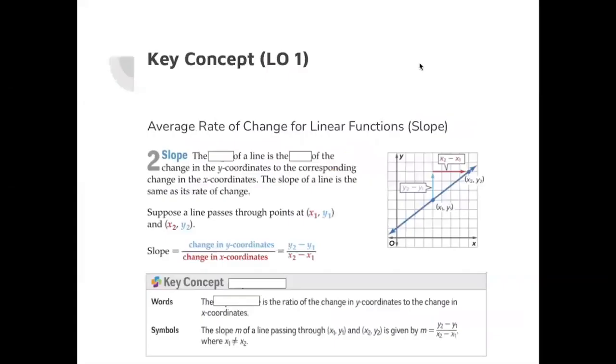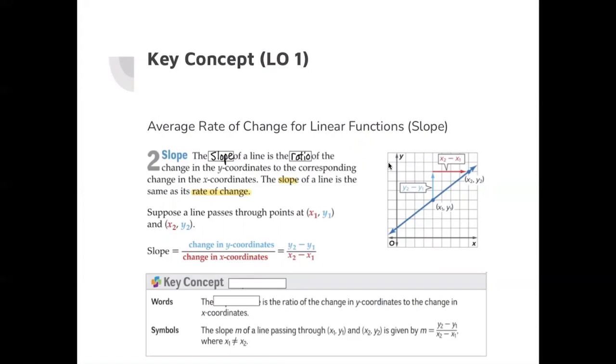Okay, so let's look at our first key concept, which is average rate of change for linear functions. Let's look at the definition. Please make sure to fill in the blanks while I am explaining these concepts. The first definition is the slope of a line is the ratio of the change in y coordinates to the corresponding change in the x coordinates. The slope of a line is the same as its rate of change. So think of the term slope as rate of change, the same thing.